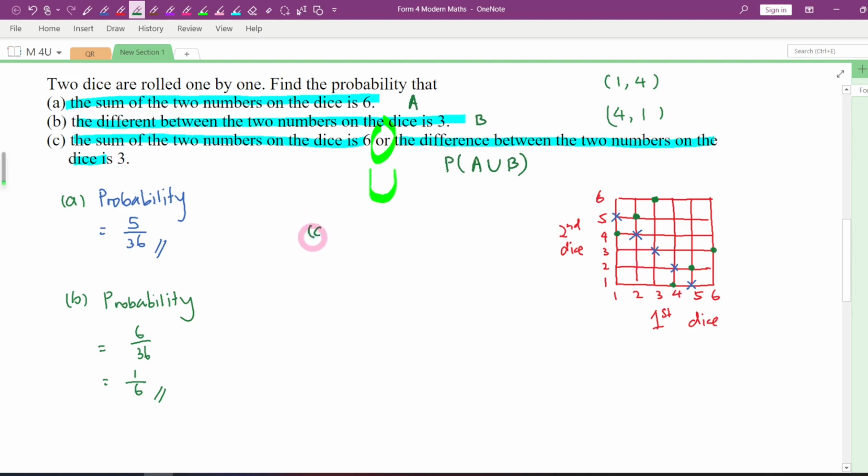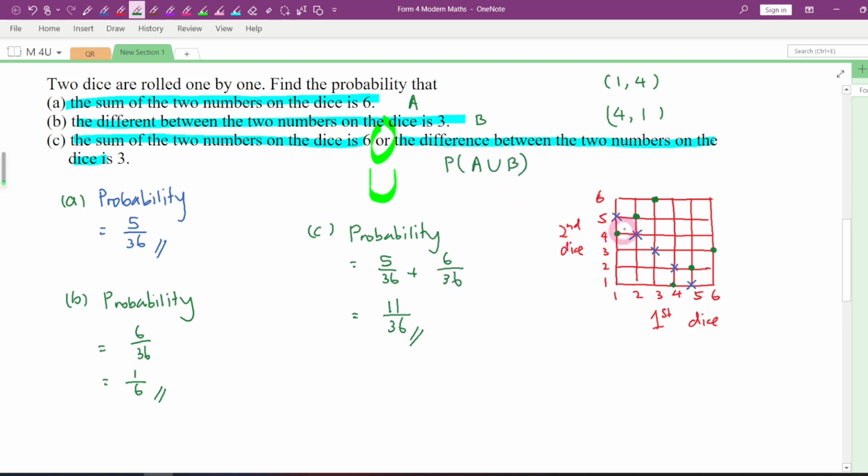So for the last one, probability, you will just need to take this one plus this one, 5 over 36 plus, so I will be using this one because the same denominator will be easier for me to calculate. So you will get 11 over 36. They are mutually exclusive, so we don't have to subtract the probability of A intersection B.